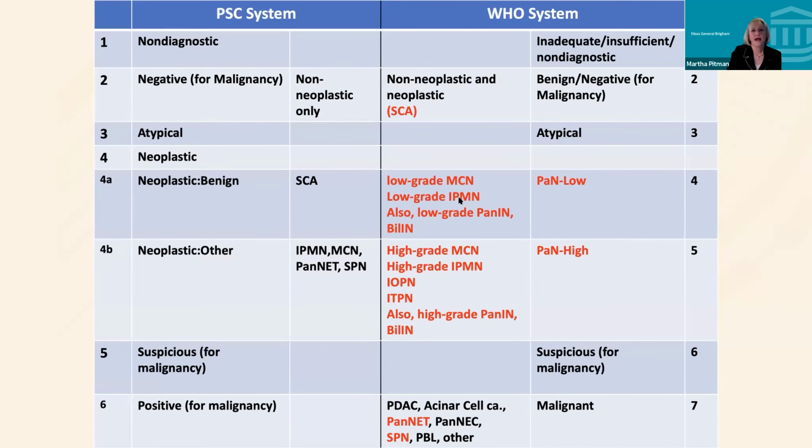So in summary, we have a new WHO classification system that builds off of the PSC reporting system for pancreaticobiliary cytology that now has serous cystadenomas and other benign neoplasms in the benign category, and divides the neoplastic category, benign and other, into pan low and pan high. Now we have our intraductal and cystic lesions divided between low grade and high grade, high risk and low risk lesions.